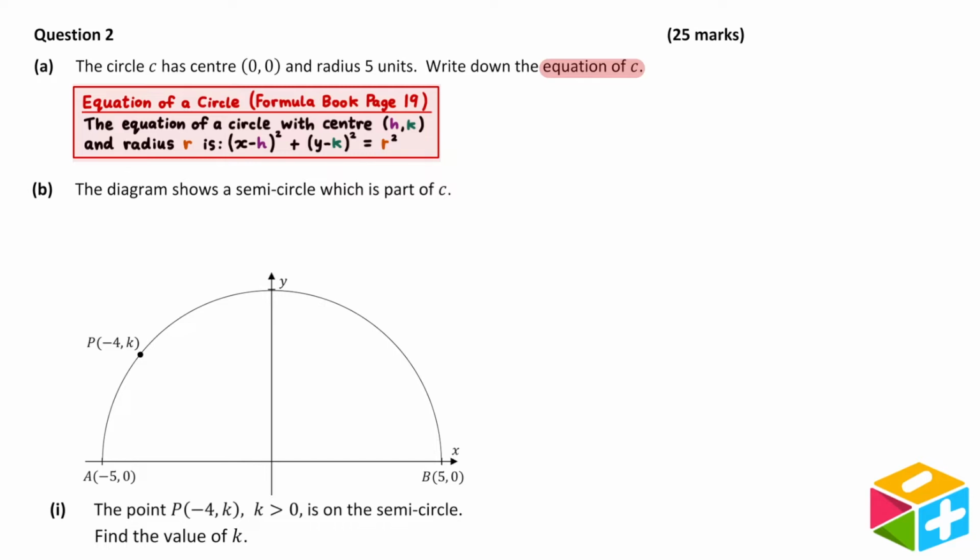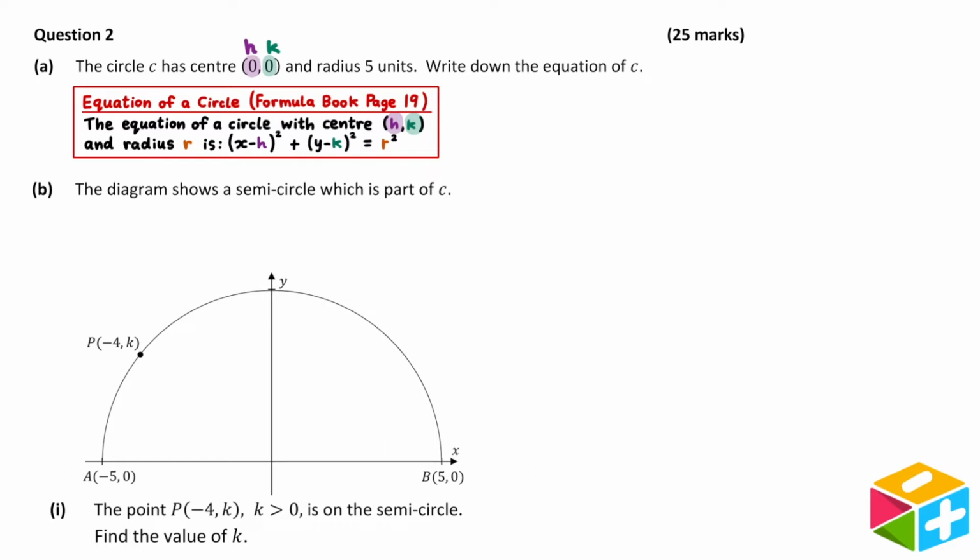So the first thing to do is to open up our formula book to page 19 and look at the formula for this. It states that the equation of a circle with centre (h, k) and radius r is (x - h)² + (y - k)² = r². Here, h and k refer to the coordinates of the centre.